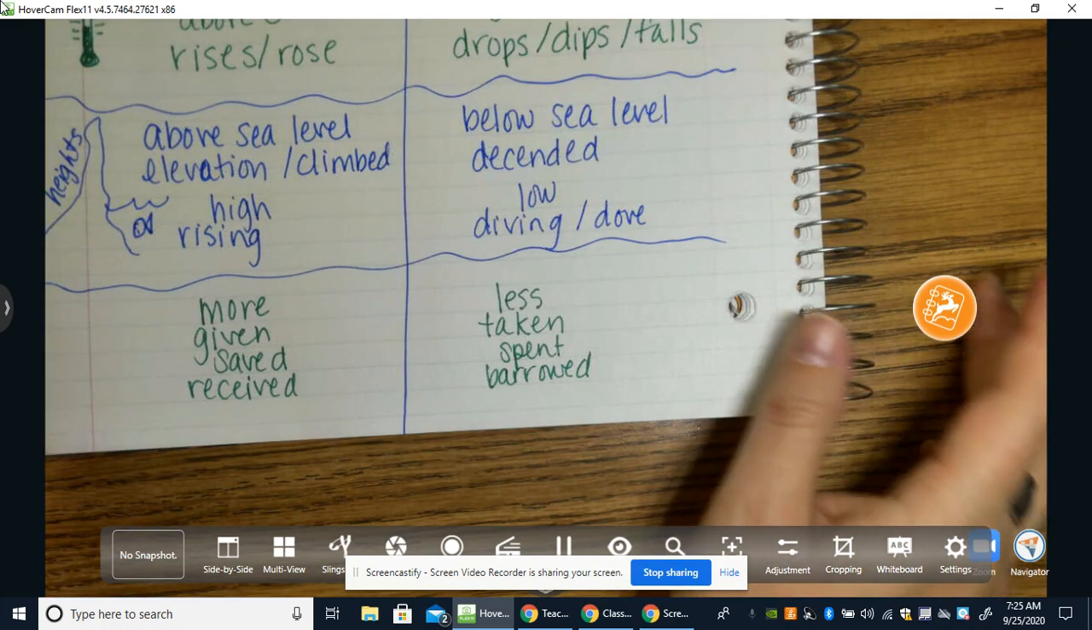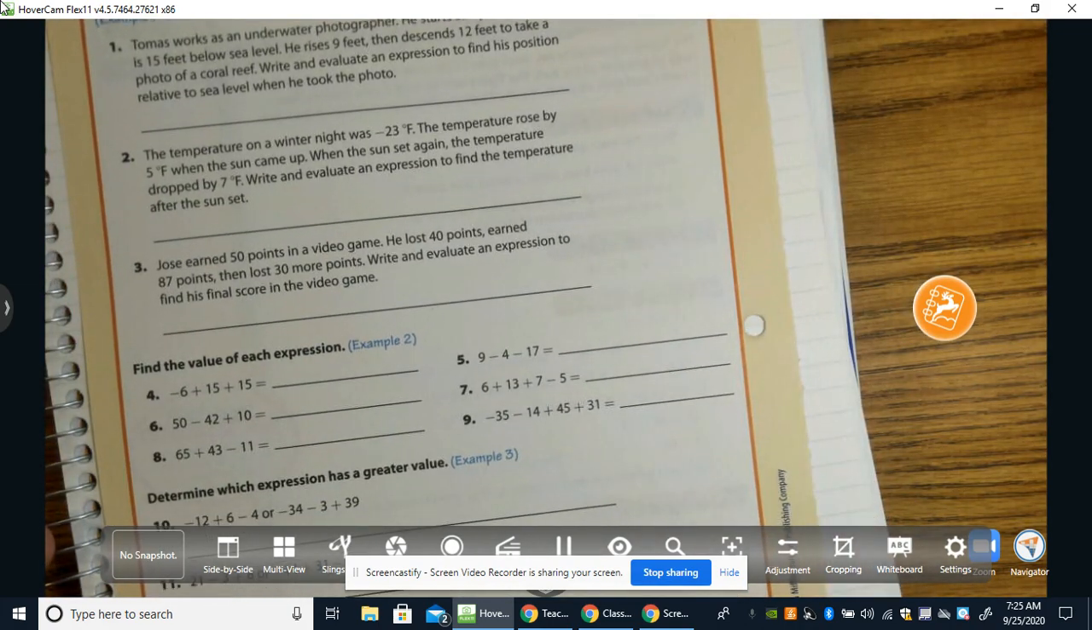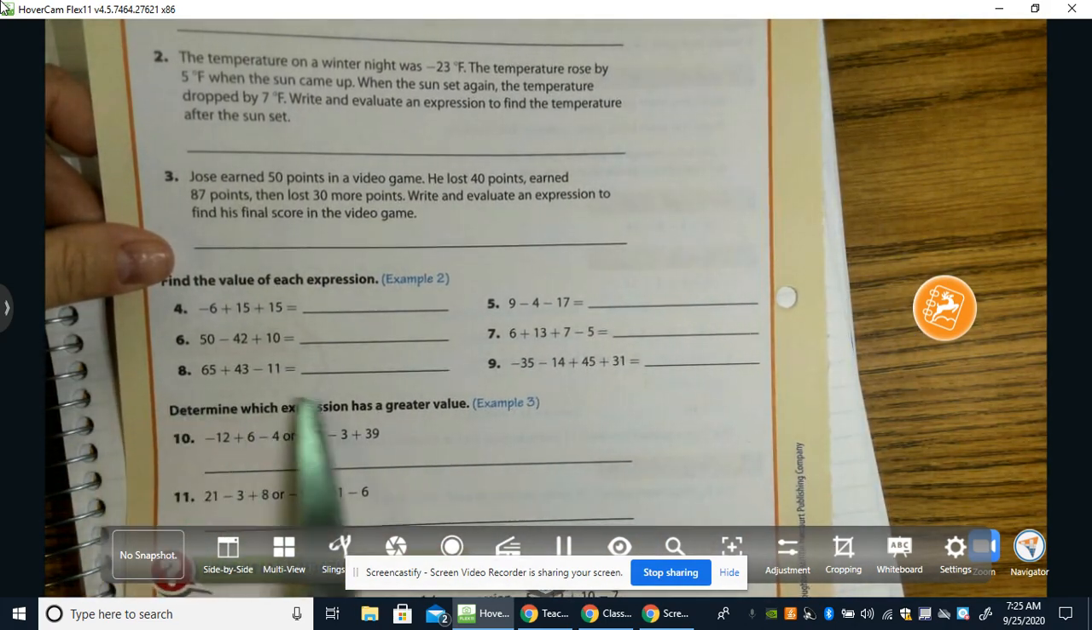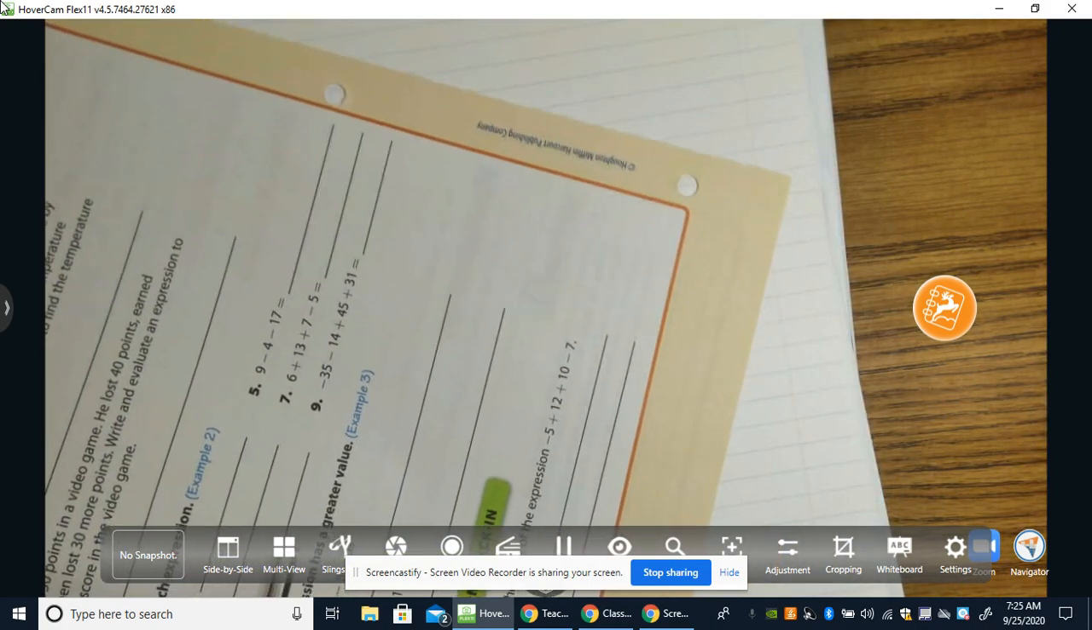Okay, so the next part, we have our notes. So here's our textbook page, and you need scissors because we're going to be cutting out some of this stuff. So we're going to be cutting out 1 through 9. So this section right here, 10 through 11, you're going to make a cut because you will not need.